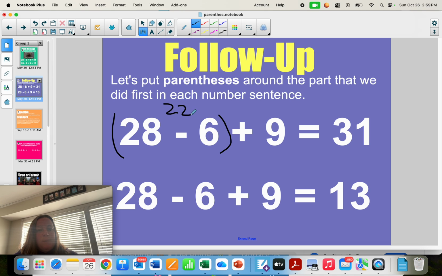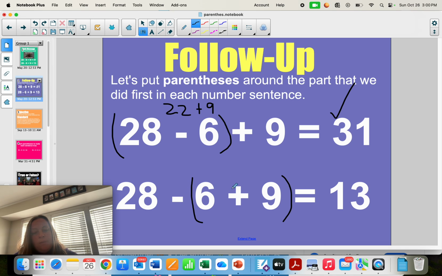I apologize for my bad handwriting. And then I need to add the 9. 22 plus 9 equals 31. Well, hey, that works. But what if I put parentheses around two different numbers? Let's say I put it around here. Whenever we have parentheses, we have to do those first. You can't pick whatever order you want. If there are parentheses, those always go first.